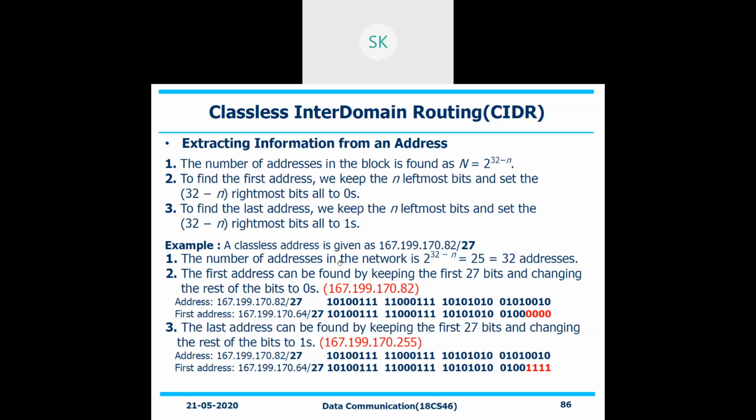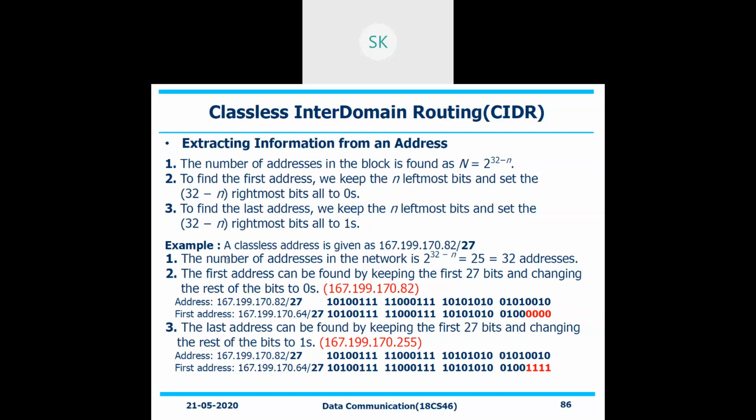For our better understanding, we have taken one example. A classless address is given as 167.199.170.82/27. With respect to this 27, we'll just keep it as it is. Don't worry about that right now. What we'll be seeing is, what is this 167? It may be used in India with respect to one type of organization or one type of network. The remaining is nothing but the addresses that you have with respect to the system.